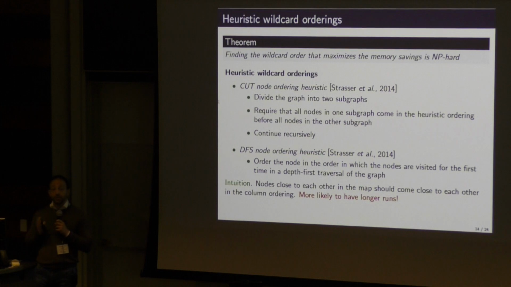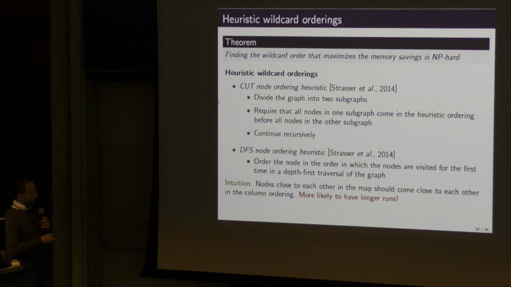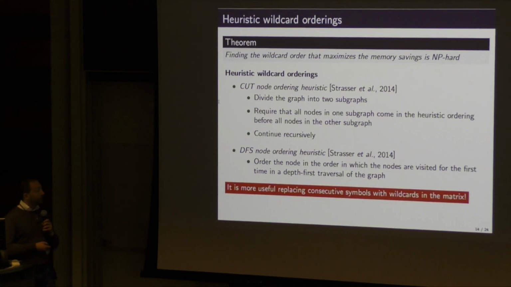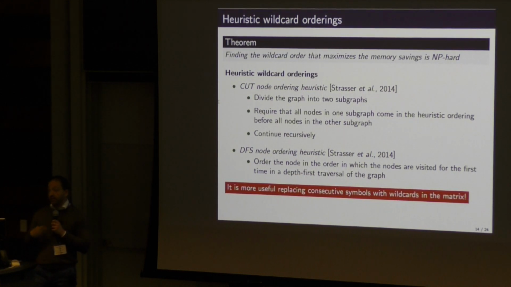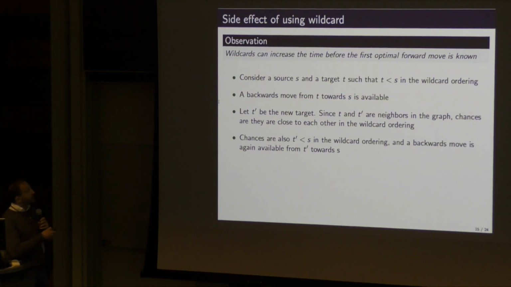So using these heuristics to order columns, it's more likely to have longer runs in the first move matrix. So to effectively reduce the number of runs using YCards, it's more useful replacing consecutive symbols with YCards in the first move matrix, and this can be achieved when these heuristics, CAT and DFS, are used to order both columns and YCards.